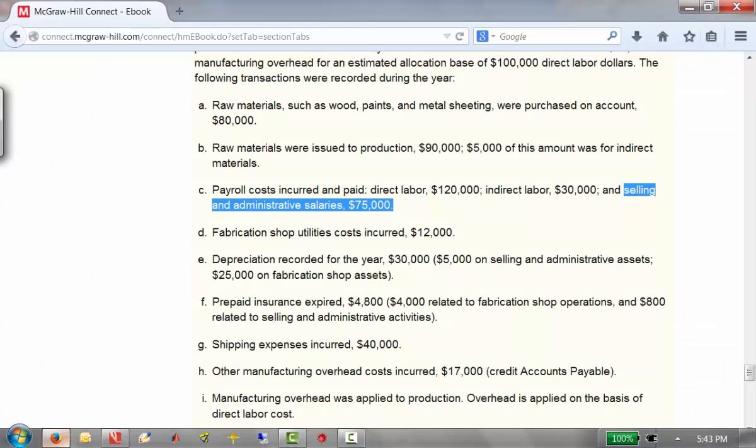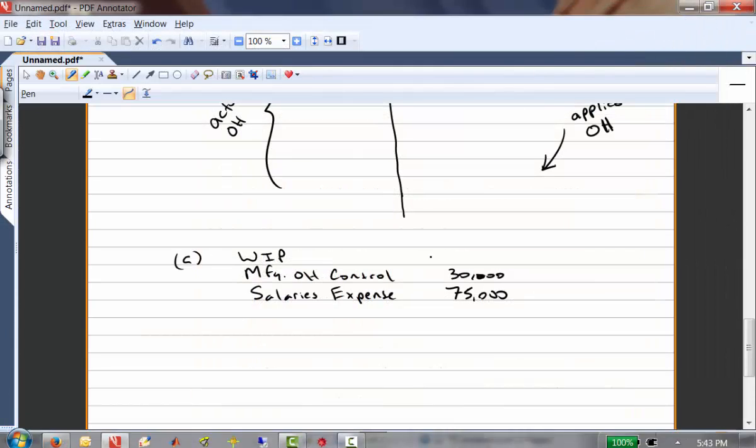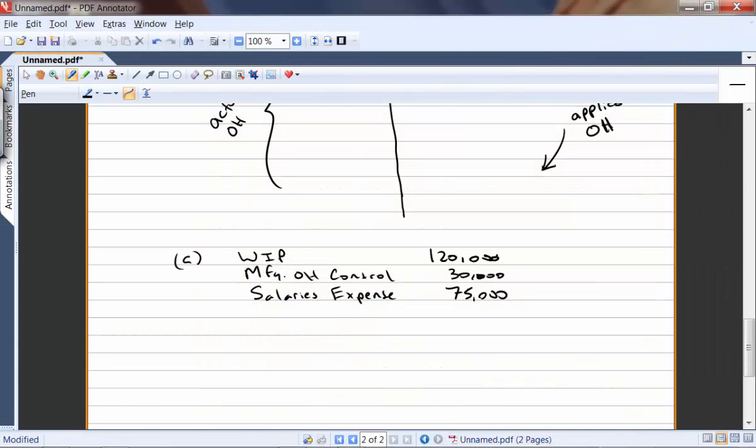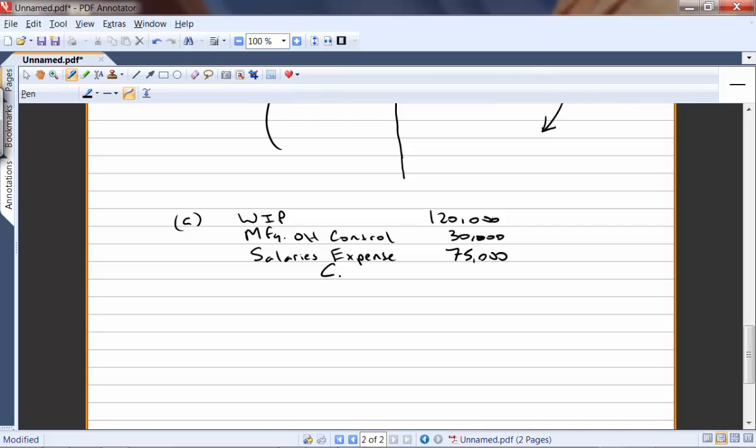So WIP was 120, direct labor. And then they've already paid them, it said. They were incurred and paid, so we can just credit cash. Make assets go down, right? Make the cash go down. 120 and 30 is 150, and 75 would be 225.